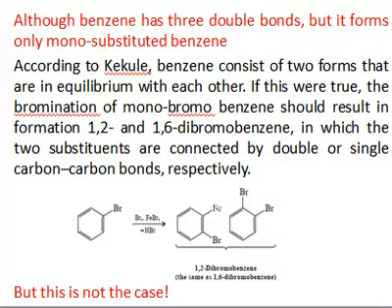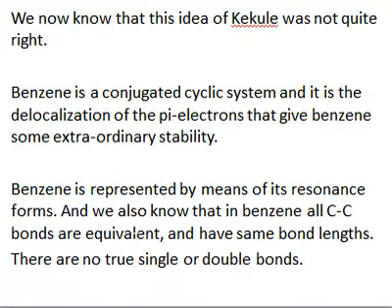So you can see 2 bromines which are attached to a double bond and 2 bromines which are attached through a single bond. But when we carry out the bromination of this monobromobenzene, we get only one product, and the experimental evidence shows that both of these are the same, right? That's again a surprise, right? So now we know that this idea of Kekulé, that benzene is actually in equilibrium with 2 of its forms, is not correct.